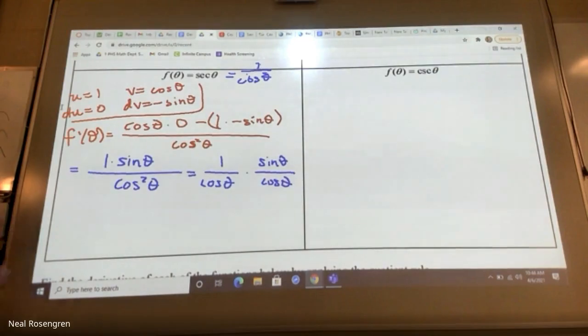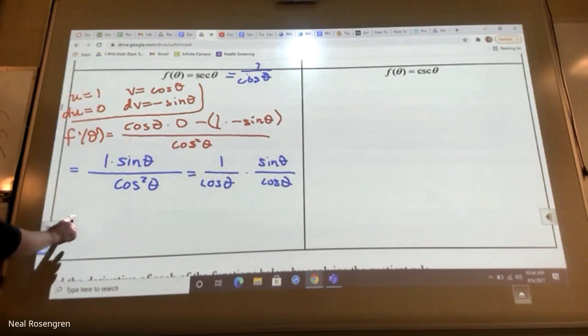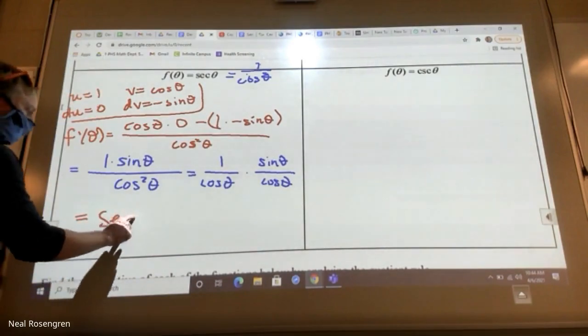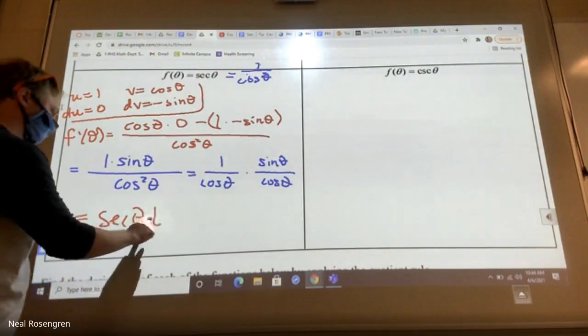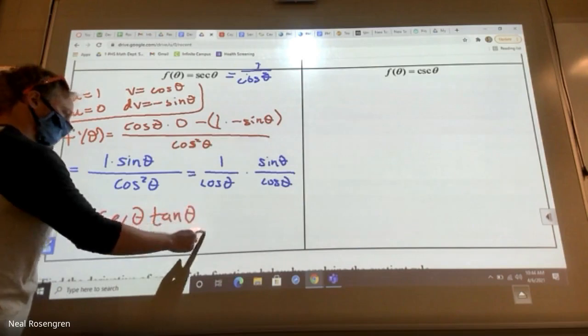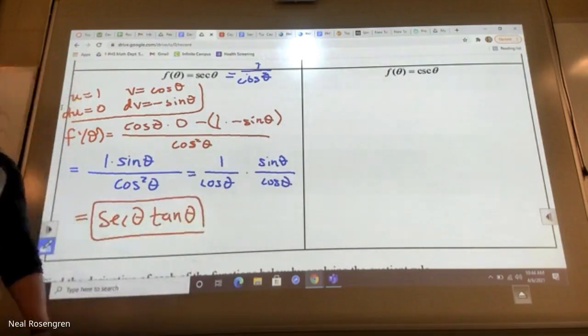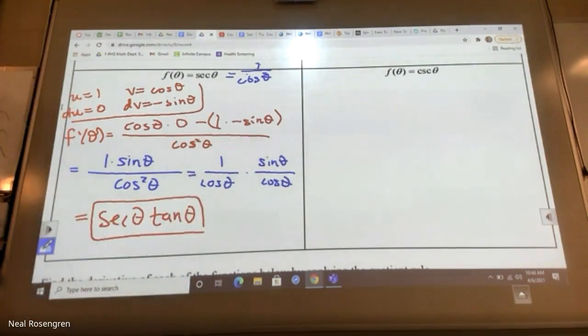Okay. Well, what is 1 over cosine? Secant. And what is sine over cosine? Tangent. The derivative of secant is secant tangent. So you're right, there was a tangent in there. Nice. But that's crazy. So it's a secant function. We didn't even look at what secant looks like.